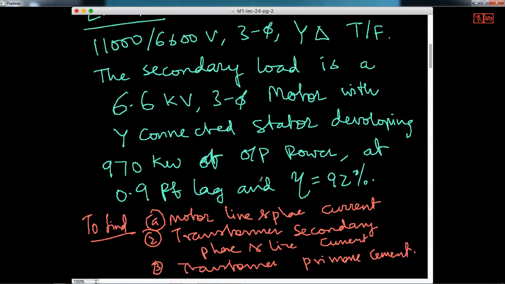So this data is given to you. What is the motor line and phase current? What is the transformer secondary phase and line current? Transformer primary current, everything. Again, take a minute, look at the data, try to understand it, try to draw a diagram, and then try to solve it. I will solve it once you have understood the problem.